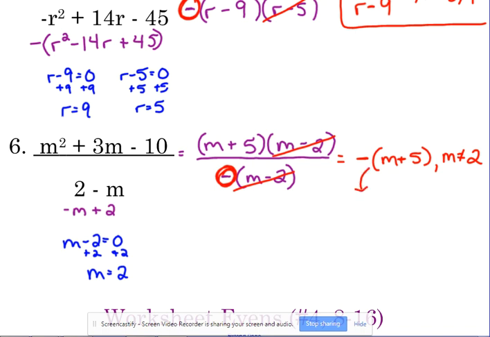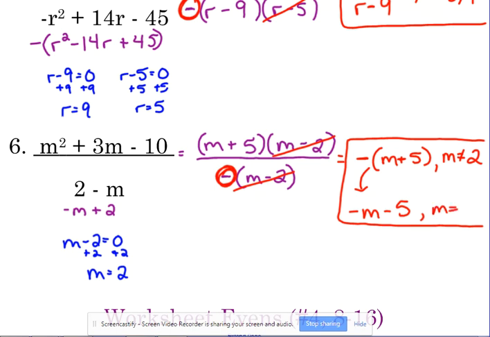You may see it written like this. They may distribute that negative through, okay? But those are equivalent, okay? Negative m minus 5 and negative parentheses m plus 5, those are equivalent to each other. And m cannot equal 2.